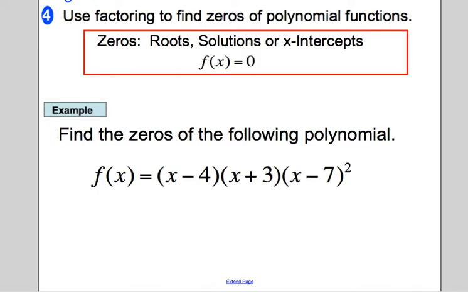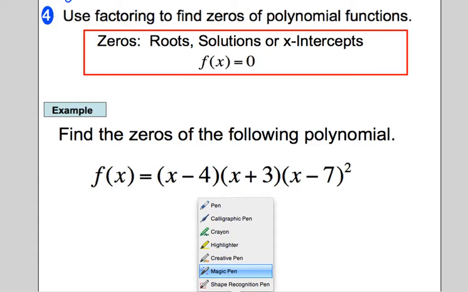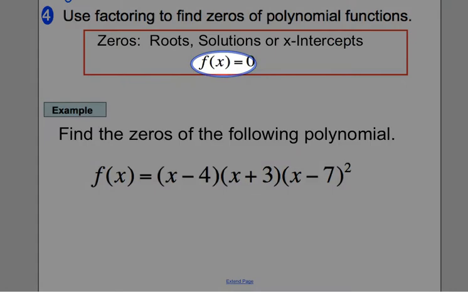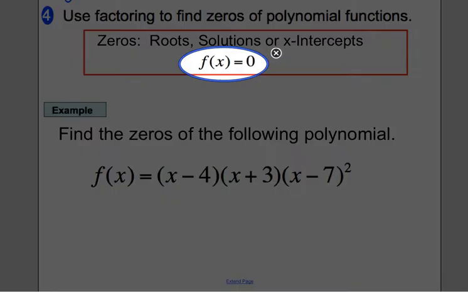Today we're going to start looking at the middle. So, the first thing is that we need to talk about how to find the zeros. Now, zeros, remember, are a fancy way to say roots, solutions, x-intercepts. Those all mean the same thing. And in order to find zeros, we know that it's when our f of x equals 0, or when our equation equals 0.